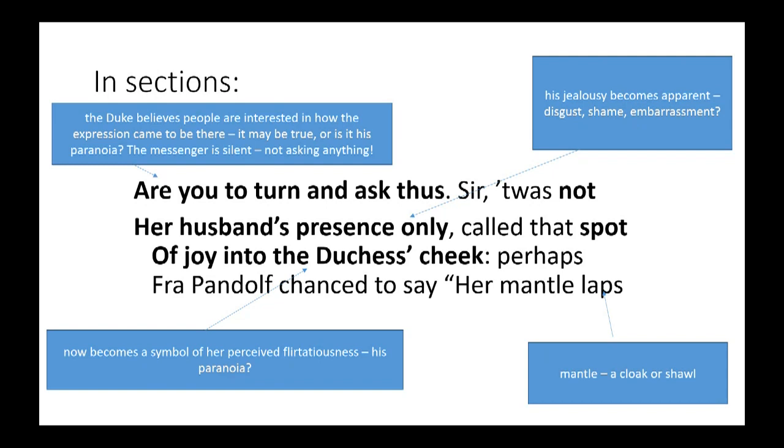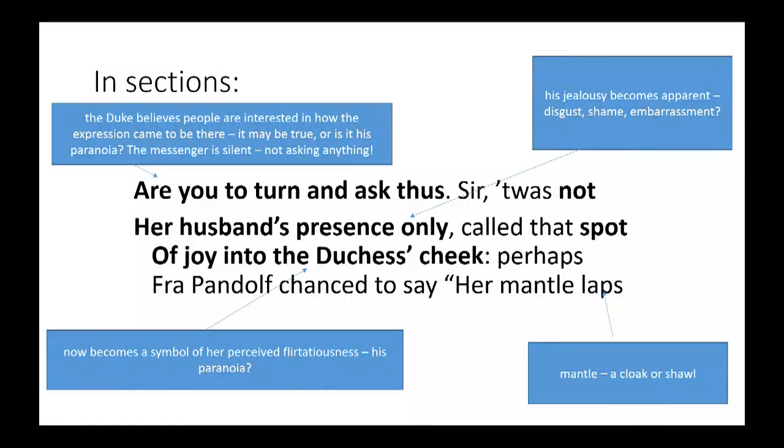Spot of joy. Spot of joy could be a reddening of the cheeks, couldn't it? That would be very unusual for a portrait too. Or it could be a dimple or something, you know, as one smiles. And then he starts to think about what the painter might have said that caused that spot of joy to come to her cheek in the painting.